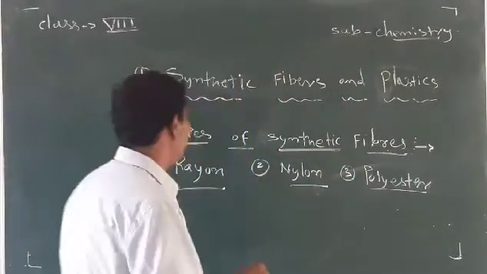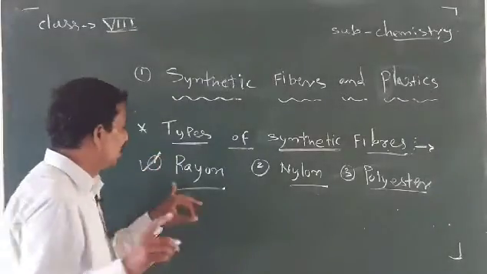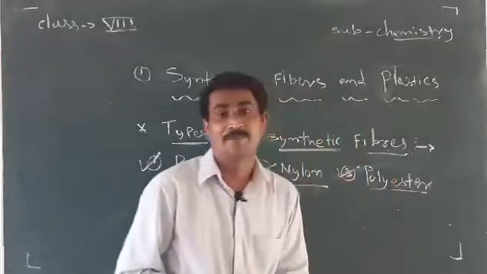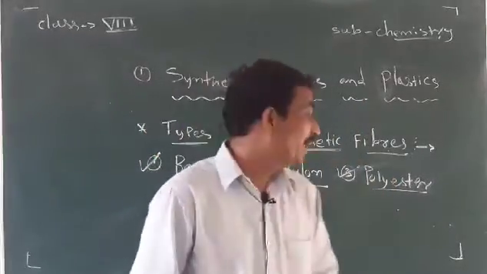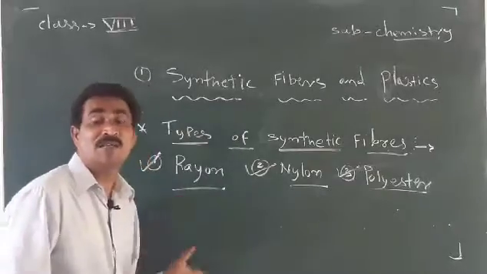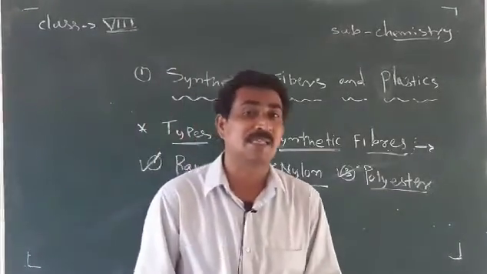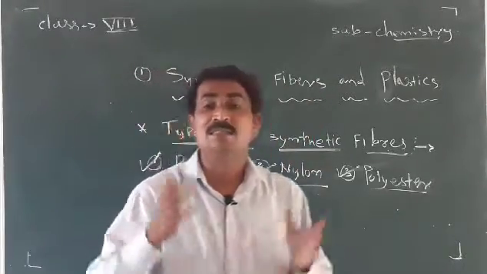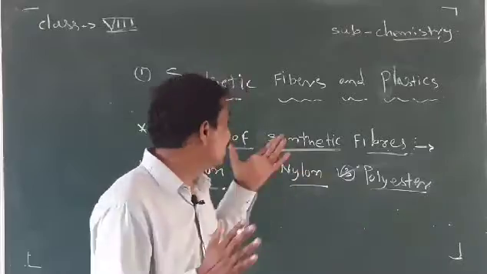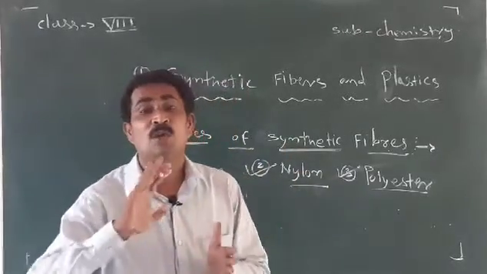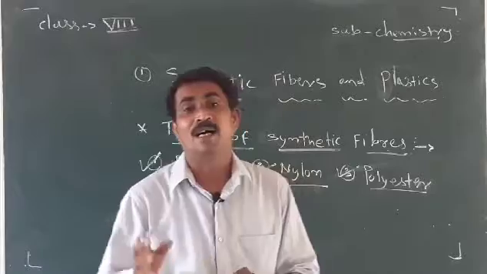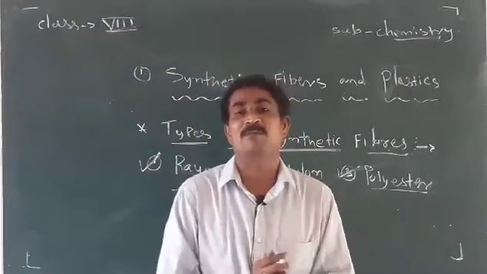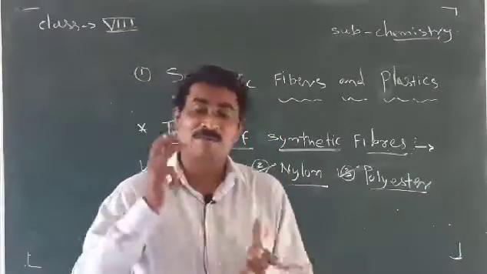Among synthetic fibers, number one is rayon, number two is nylon, and third is polyester. Let us see examples. Rayon, also called rayons or artificial silk, is made from wood pulp. Rayon is made from natural resources: we collect wood pulp and afterwards make the rayon fibers.